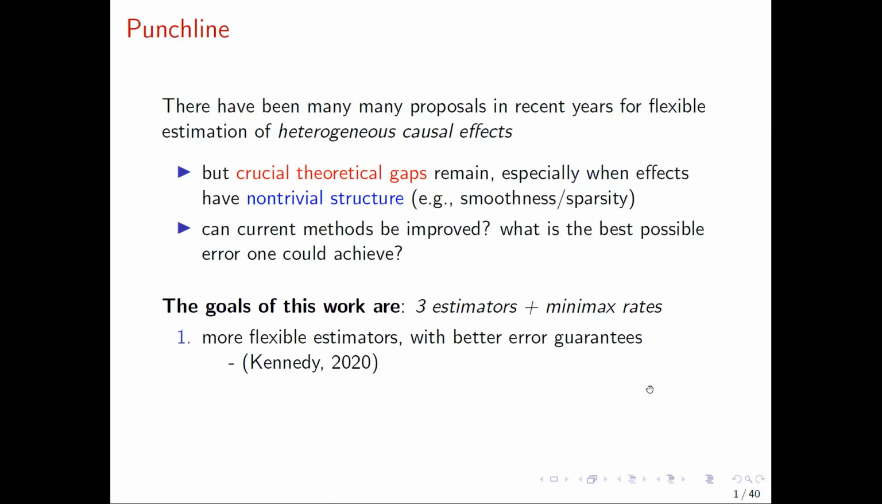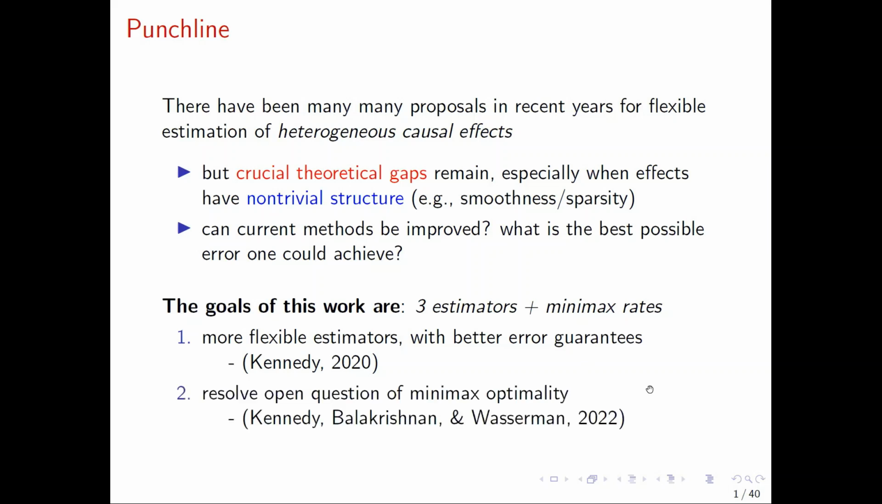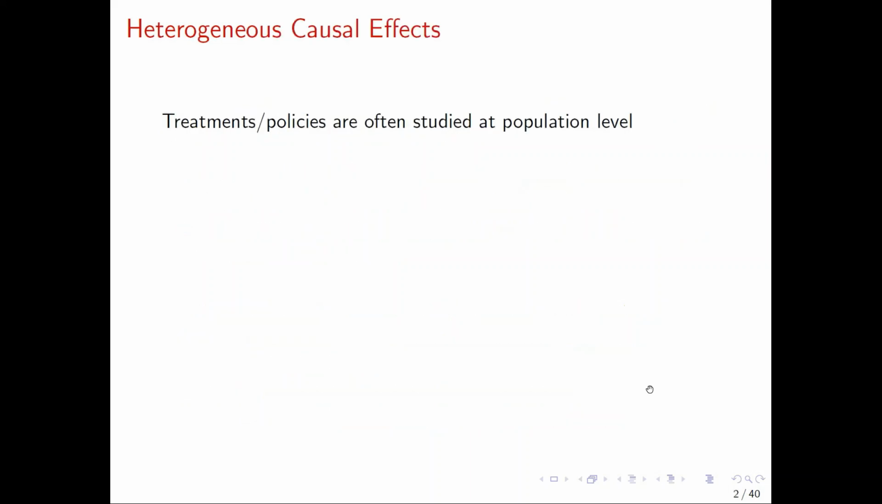Along the way, I'm going to tell you about three different estimators. There's a hierarchy in these estimators, in that they move from being more general to more specialized to particular models, to understand how they work in a particular setting. But in general, the takeaway is that they're flexible and they give some nice error guarantees relative to what you see in the literature. And then in the last part of the talk, I'll resolve this question of optimality from a minimax perspective. So we answer this question of what's the best possible error we can hope to achieve in this problem, and how do we construct estimators that actually achieve this optimal error? So that's the whole idea.